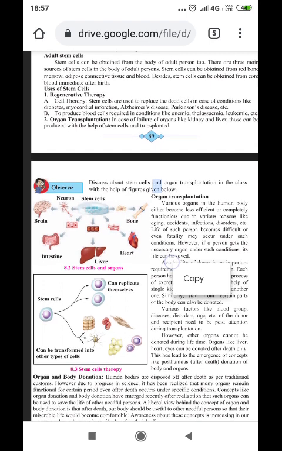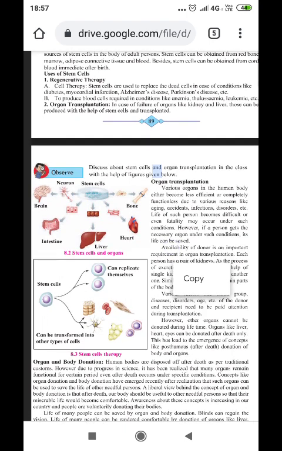Now, uses of stem cells. First use, regenerative therapy. The name itself suggests that any part of the body can be regenerated again. If any organ is not functioning, it can be generated back. That is called regeneration.